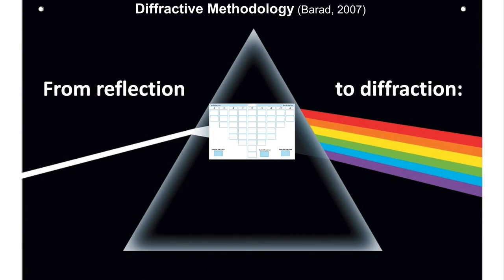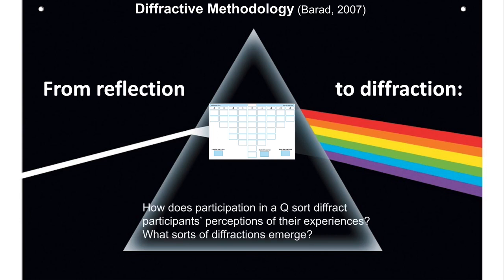I argue in my work that the Q sort activity and Q methodology generally works as a diffractive agent to disrupt an otherwise reflective approach to looking at our experiences in classrooms. And I think Q methodology lends itself to the CDS tradition nicely in that it helps us wonder how Q sort does confront us with oppositional perspectives. And how does that diffract our perceptions? And what kind of diffractions emerge?